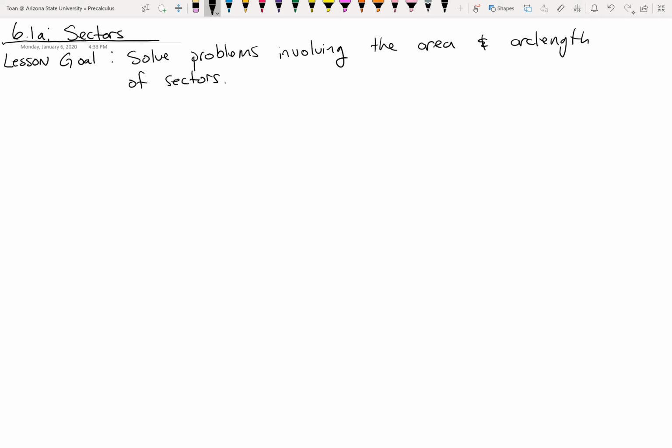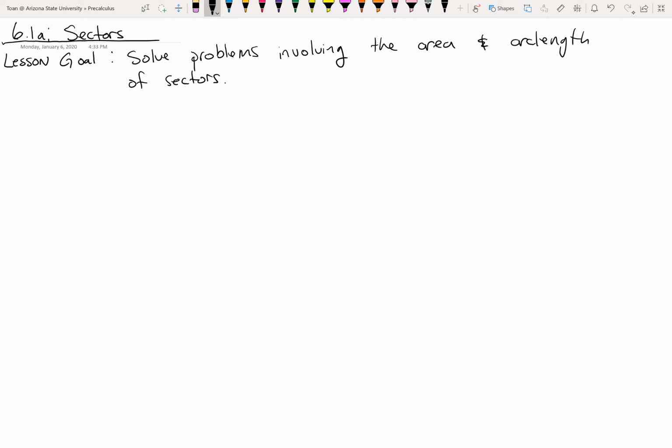So, Unit 6 is all about applications of trig and a little bit of review. We're going to start off by splitting apart the first section into 2 days. The first half is all about these things called sectors, and by the end of the lesson, we should be able to solve problems that utilize sectors, specifically looking at two physical attributes of sectors, its area and arc length.